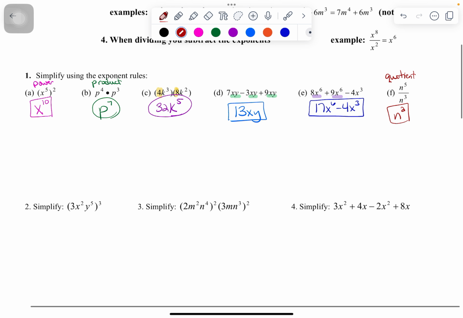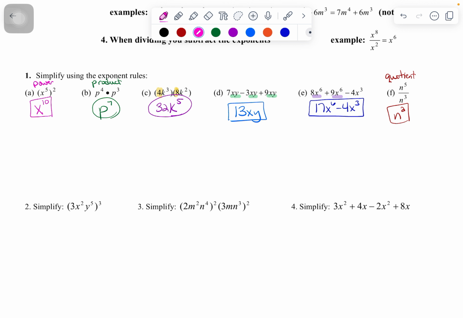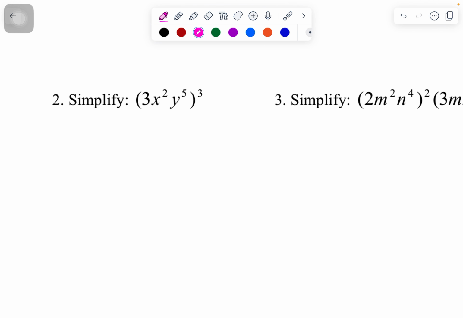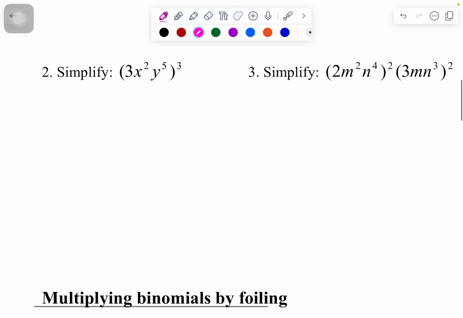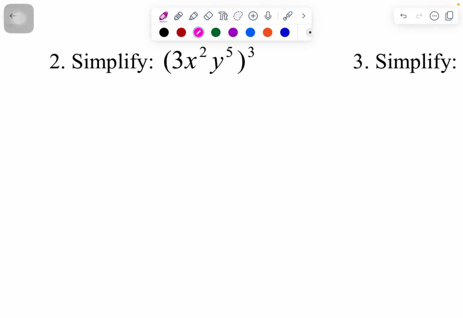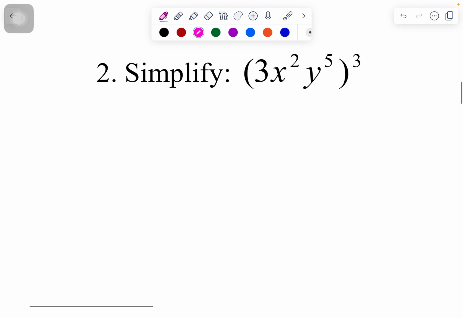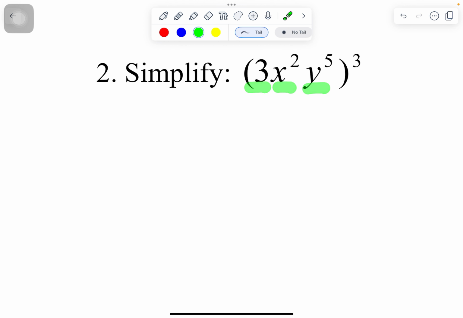A couple of little simple ones, a couple more complicated in terms of the coefficients there in part C. All right, 2, 3, and 4 get kind of progressively more complicated, especially 2 and 3 here, where we've got whole little parenthesis sets with powers. So let me really zoom in here on number 2. Each piece of what's inside the parenthesis set is going to get that power of 3.